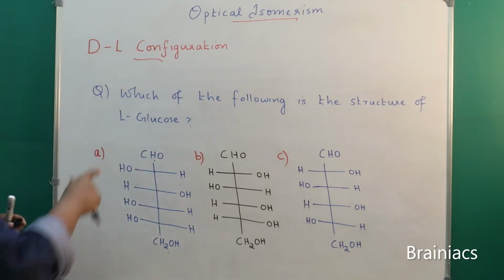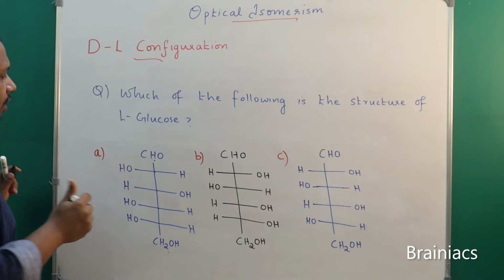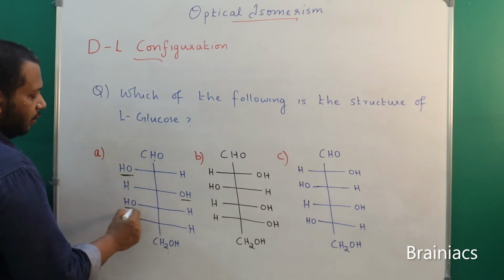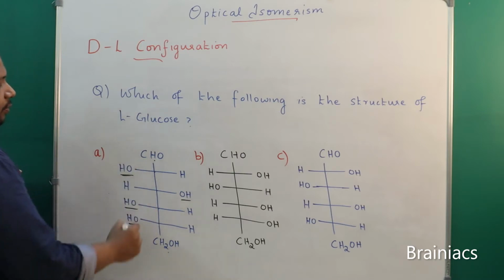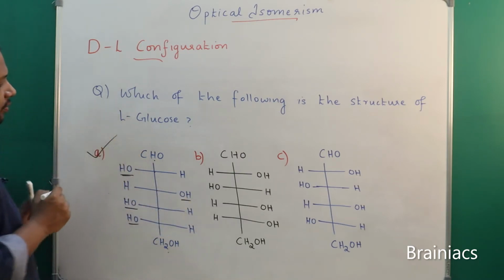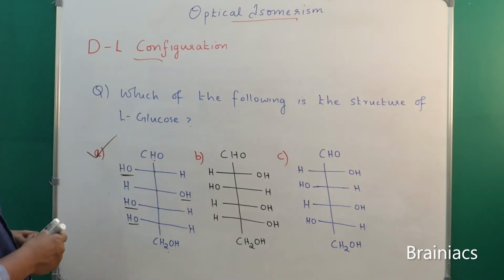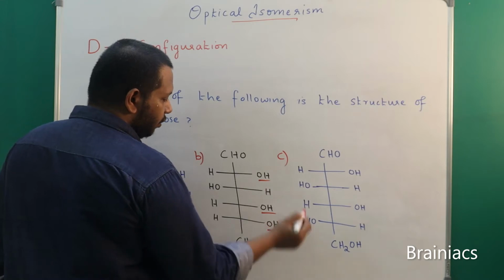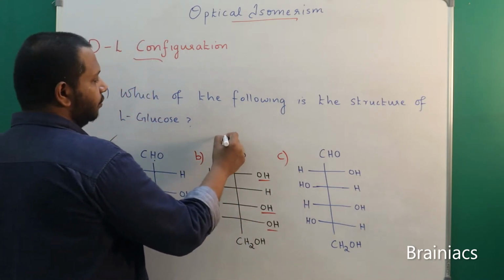Now see here, which among the following is L-glucose? Here OH is on the left, here OH is on the right, here OH is on the left, here also OH on the left. So 3 are on the left and only 1 is on the right. So this should be L-glucose. But if you see here, OH group is on the right, here also on the right, here also on the right. So this is a D form.